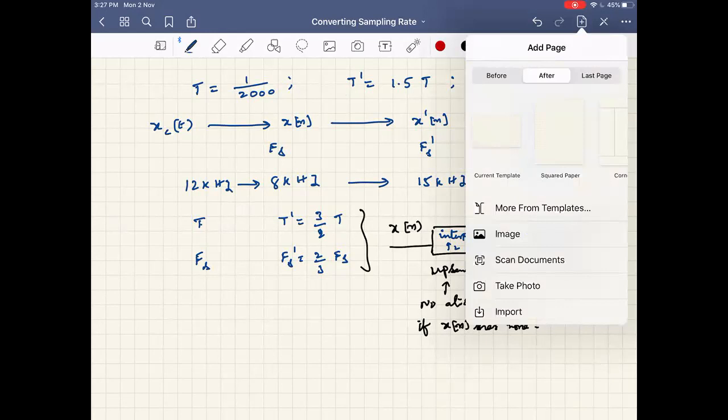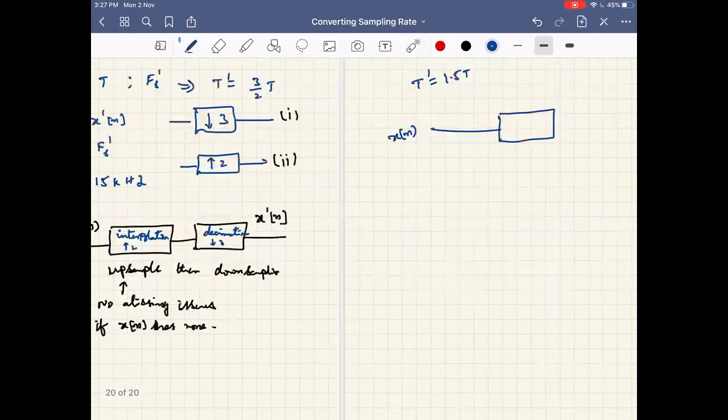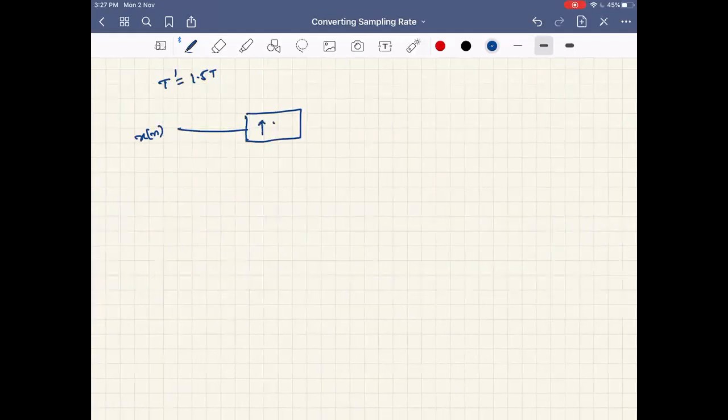So if you want to change T dash equal to 1.5 times T, let us start with x of n. What is the process? You should do interpolation by 2 times and decimation by 3 times. So upsampling by 2 times, where every upsampling comes along with a low pass filter. Minus pi by where to where? Upsampling by L times gives a low pass filter from minus pi by L to pi by L. And then here again a low pass filter.